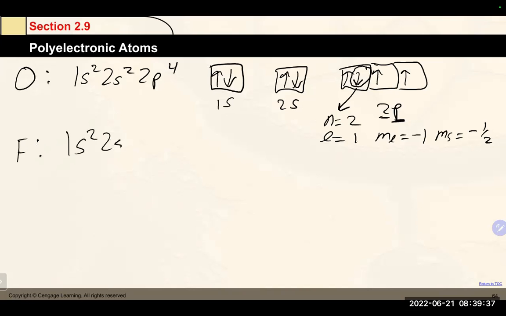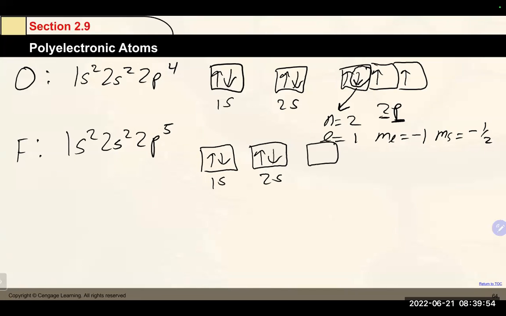1s2, 2s2, 2p5. We're getting close to filling that p subshell here. So our 1s would have electrons. Our 2s would also have an up and a down. And now again, our 2p here, up, up, up, now pairing down and down. And if we look at this electron here, n would equal 2.